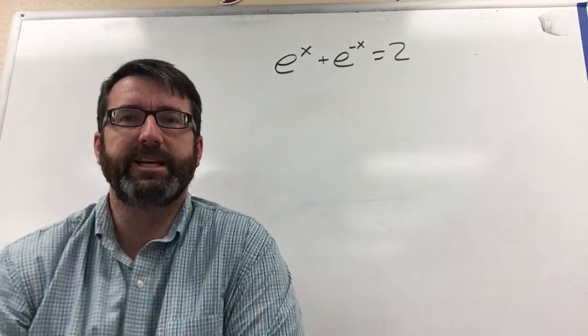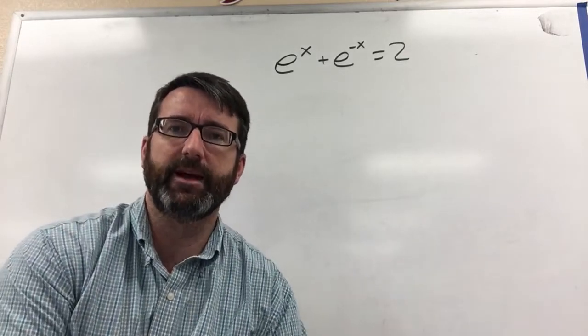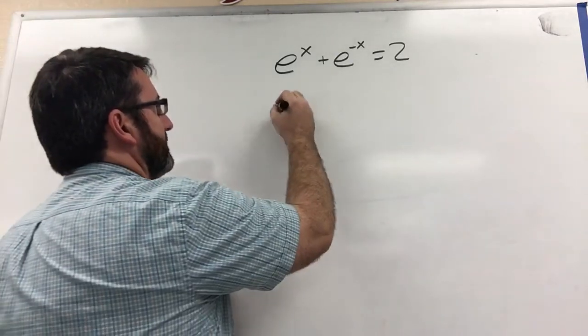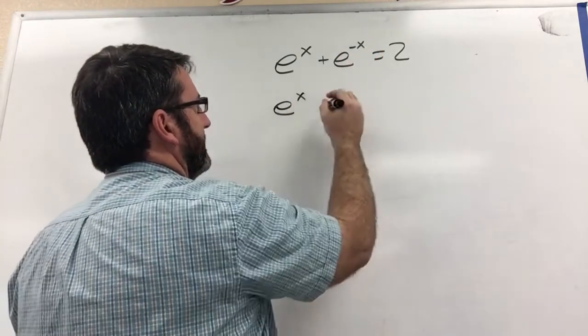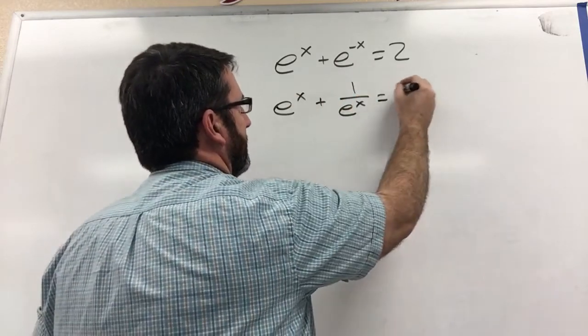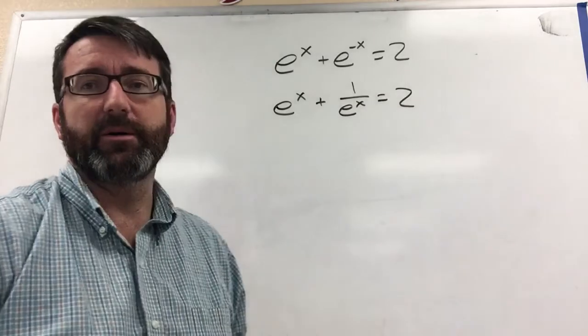All right, number 14, e to the x plus e to the negative x equals 2. First thing I want to do with this problem is to replace this e to the negative x with 1 over e to the x. That's what a negative power means.